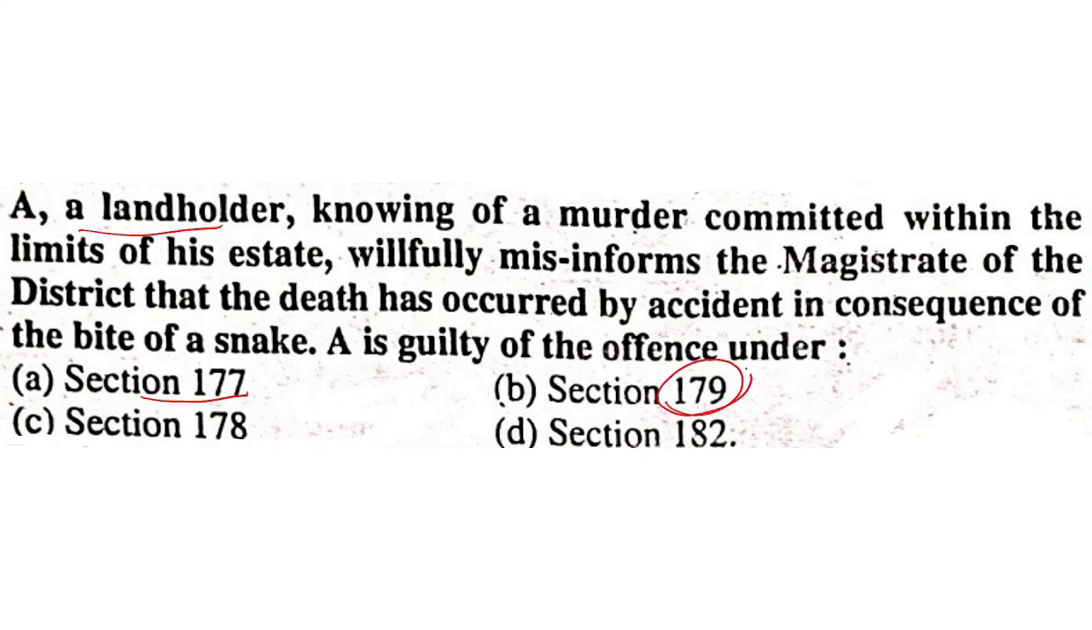179 is refusing to answer. 178 is refusing to take oath, and 182 is giving false information. 177 is the correct answer, giving false information. It is under section 177.